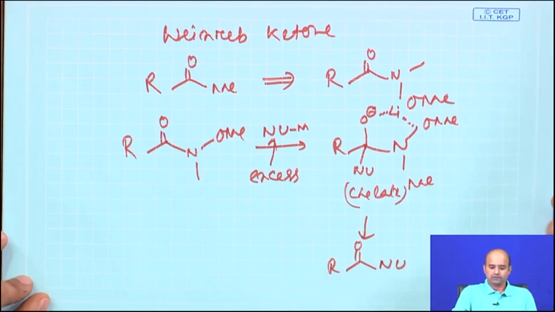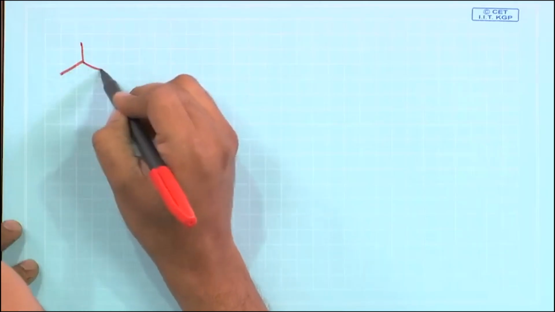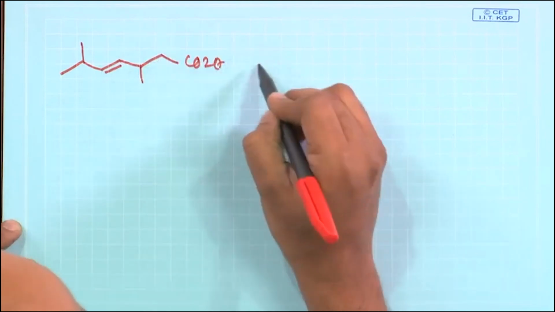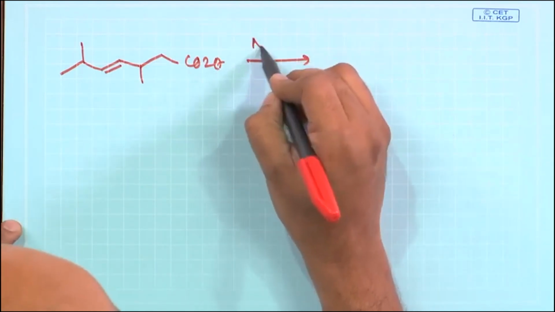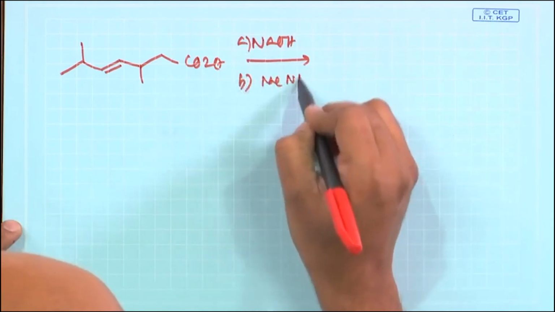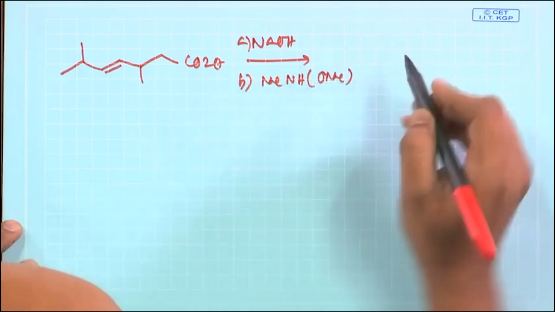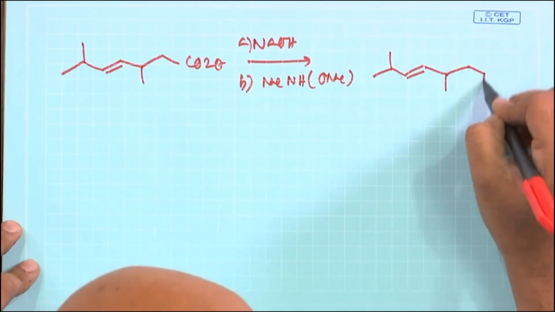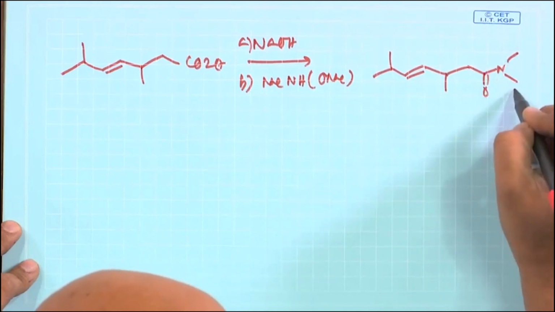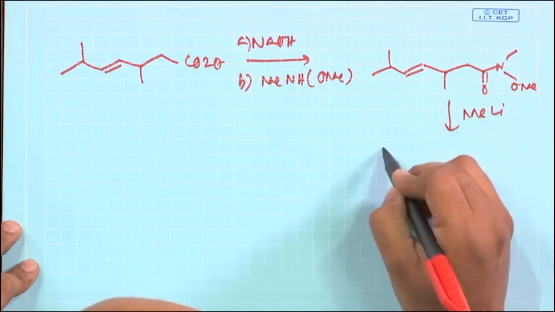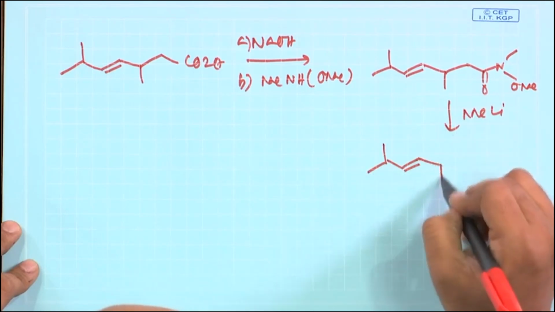You quench with acidic workup, and you will basically get the corresponding ketone back. So, coming to the original problem we were just discussing, the initial intermediate after the Johnson Claisen reaction gives this corresponding carboxylic acid. You hydrolyze the ester with a base and react with this MeNHOMe, which is the Weinreb amine, and you will get the corresponding Weinreb amide. You react with methyl lithium or methyl magnesium bromide, you will get the target molecule.